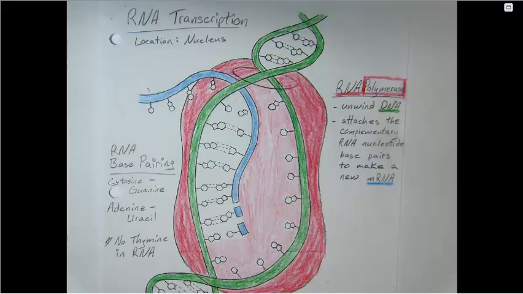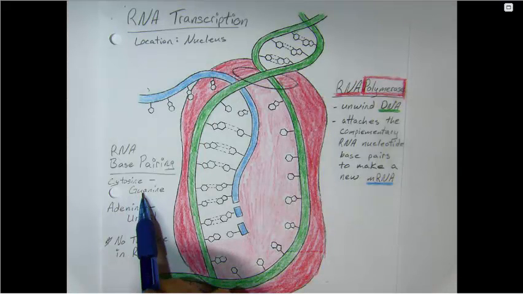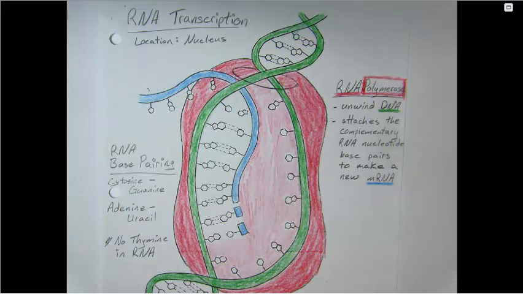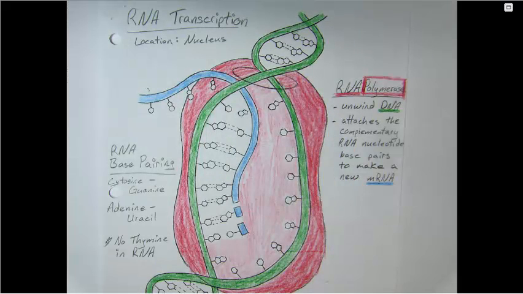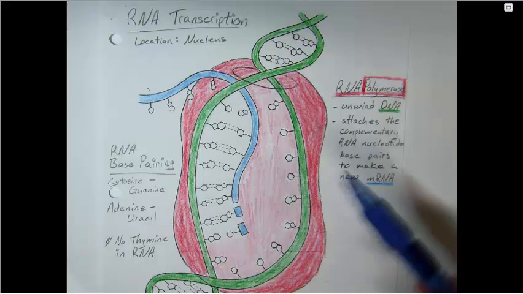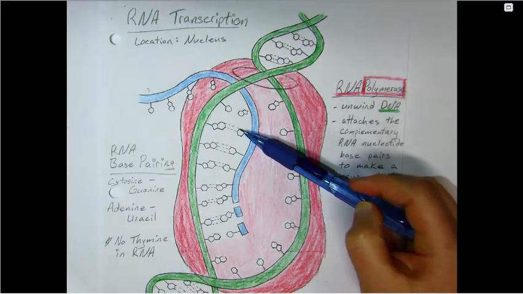Again, remember, when cytosine binds with guanine, that creates 3 hydrogen bonds, whereas when adenine binds with uracil, just like when adenine binds with thymine in DNA, we only make 2 hydrogen bonds.